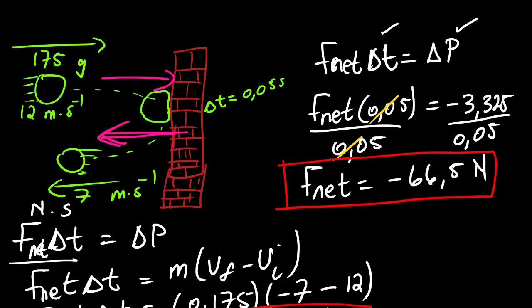So this is how we use the equation of impulse to calculate unknown physical quantities. That's it for this lesson video.